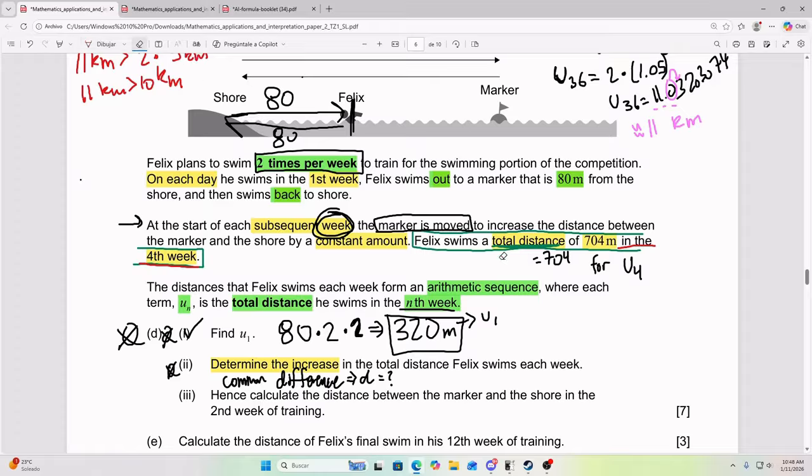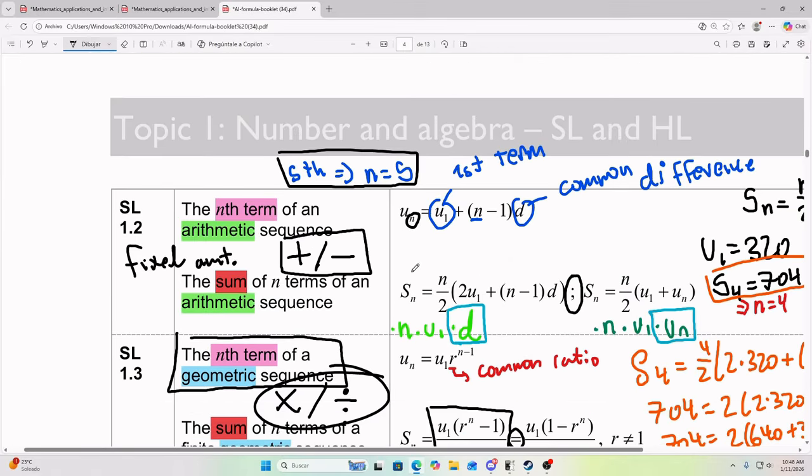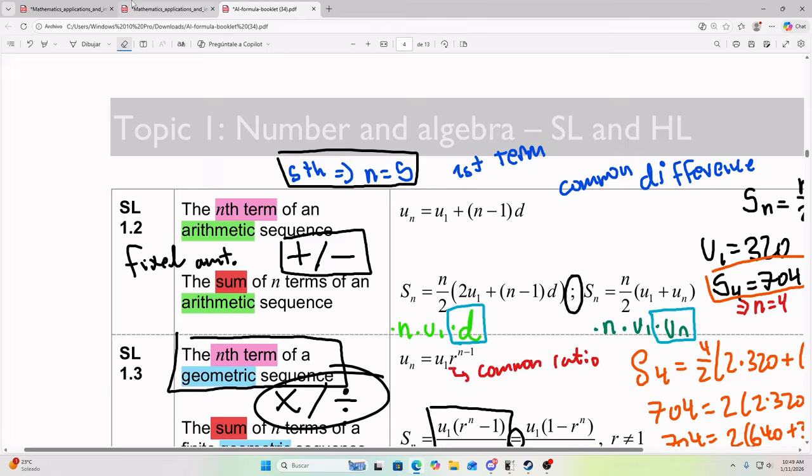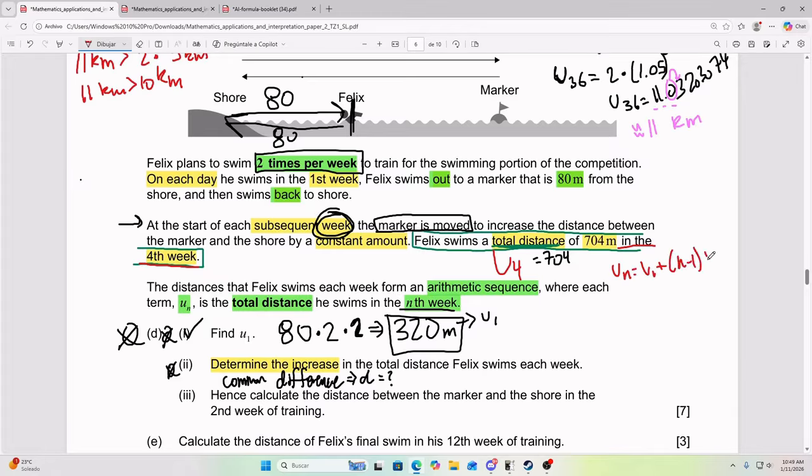So instead of sum, although it does say total distance, it's the total distance of that week, because all of this is in weeks, but it's asking for in that 4th week. So in that 4th week would be U4 equals 704. That is what it's telling you. So over here, what is my nth term equation? It's this guy here: UN equals U1 plus (n minus 1) times d. So let's write that down quickly. We have UN equals U1 plus parentheses n minus 1 times d. And so UN, we're saying is 704.